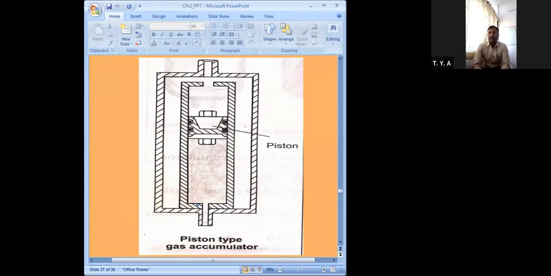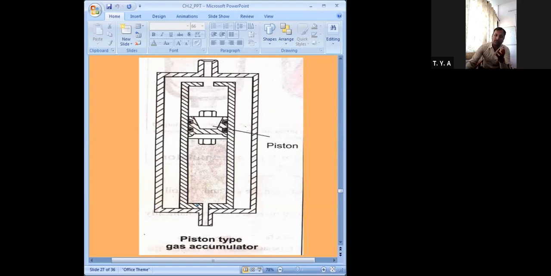So I will explain the operation of this piston type accumulator. As I have shown in the figure, this piston serves as a barrier between the gas and the oil. You can see here we have the port, and from this port oil will come in and go out.